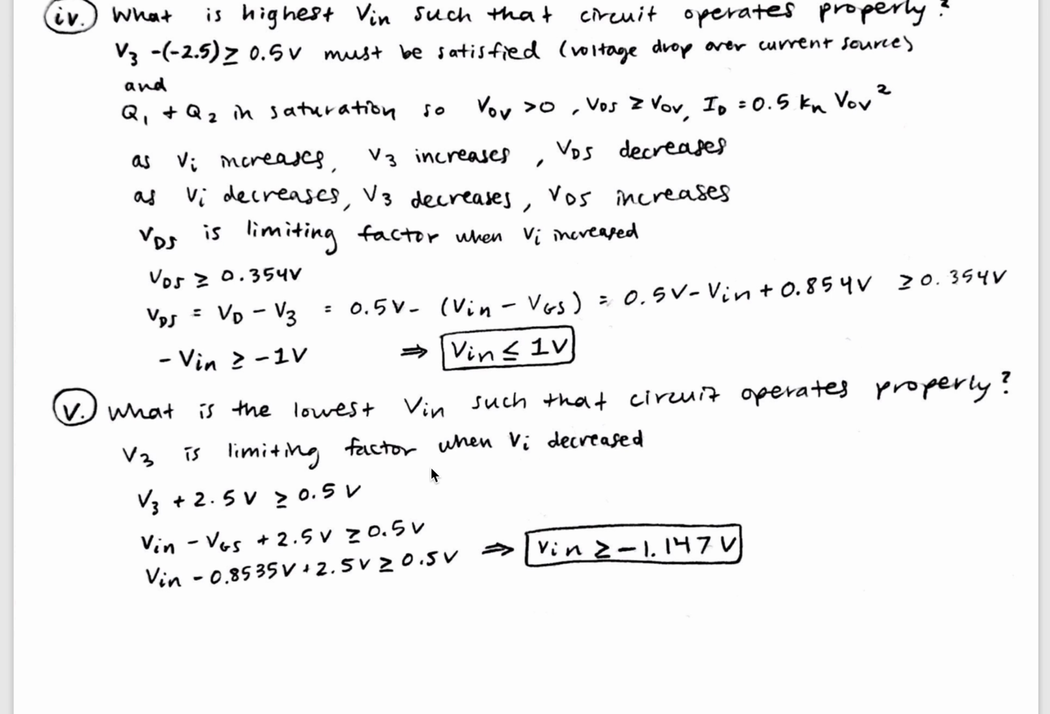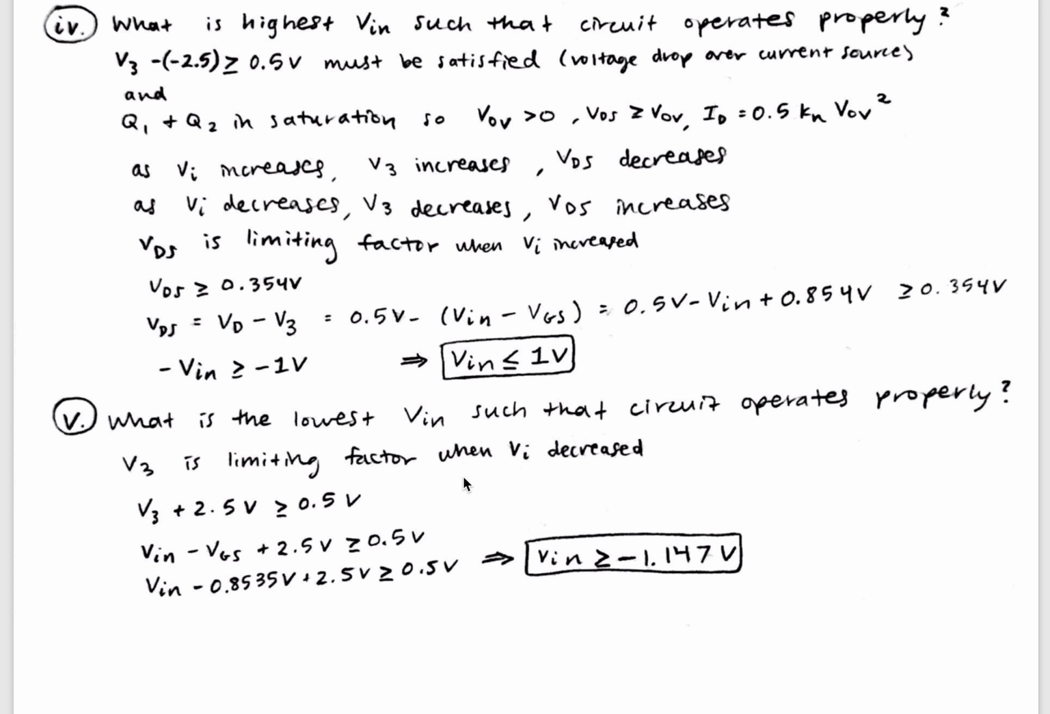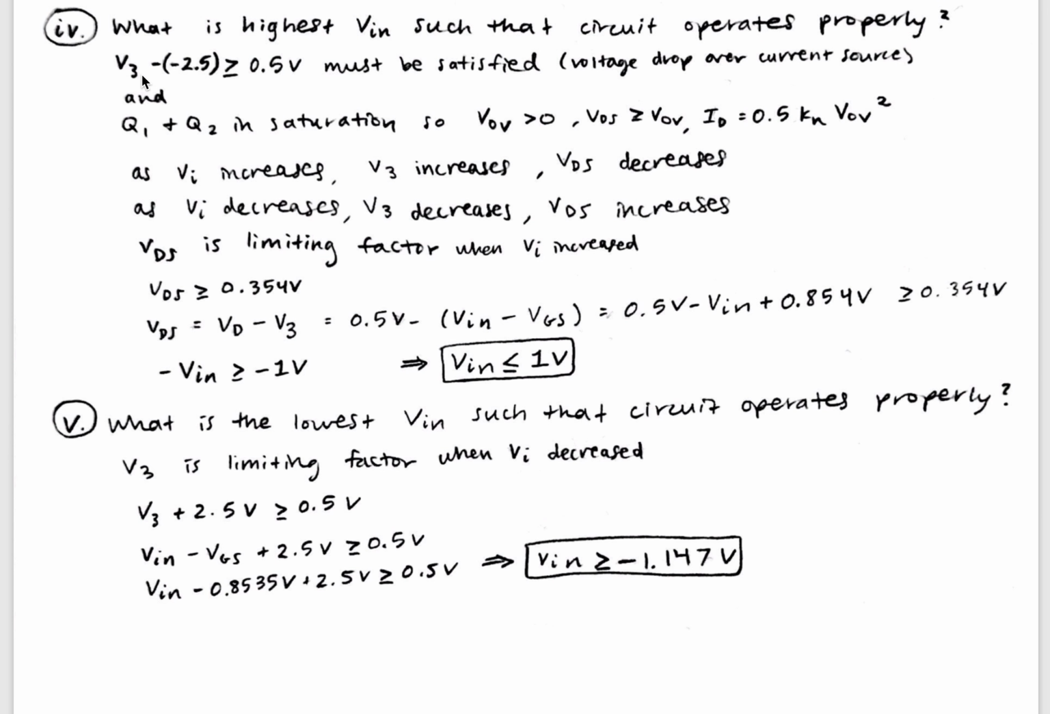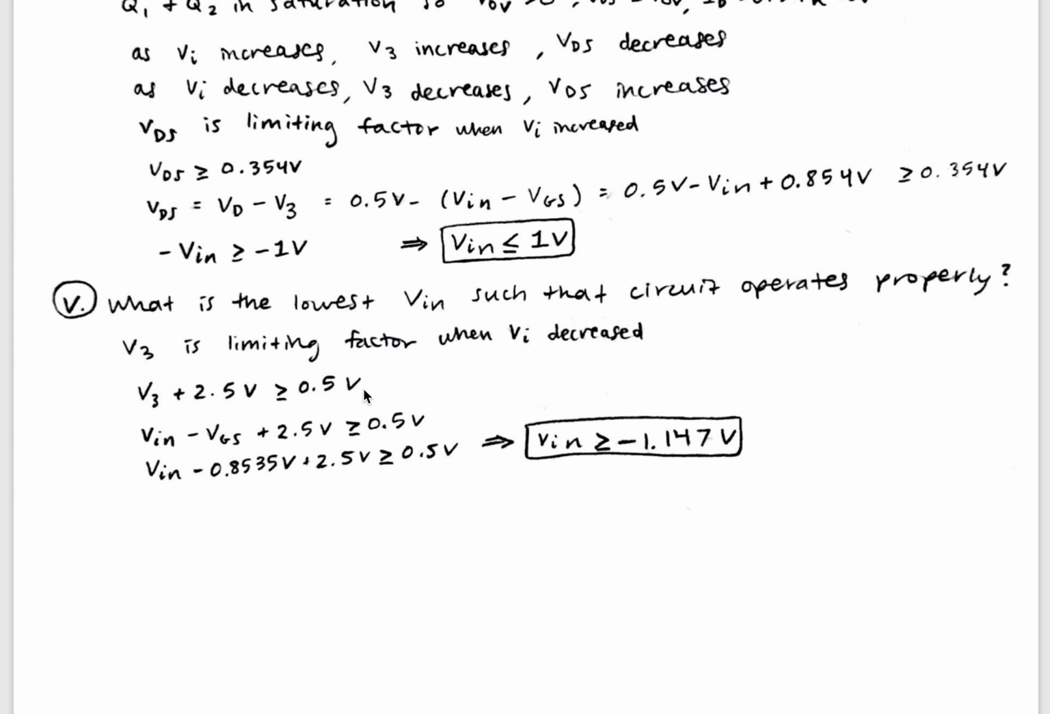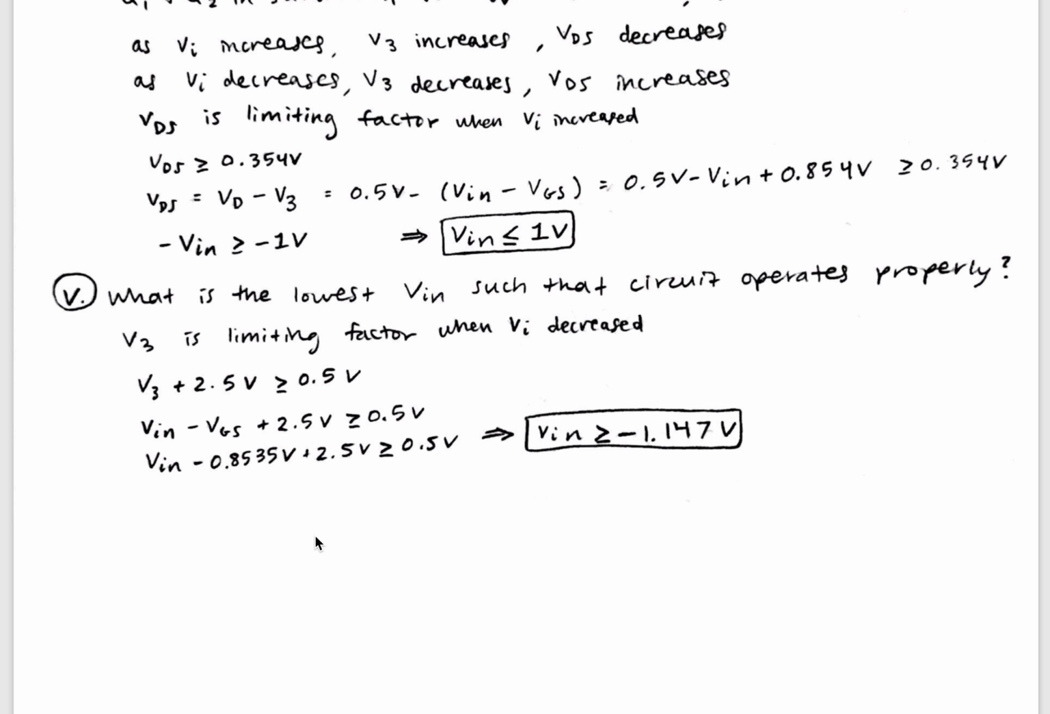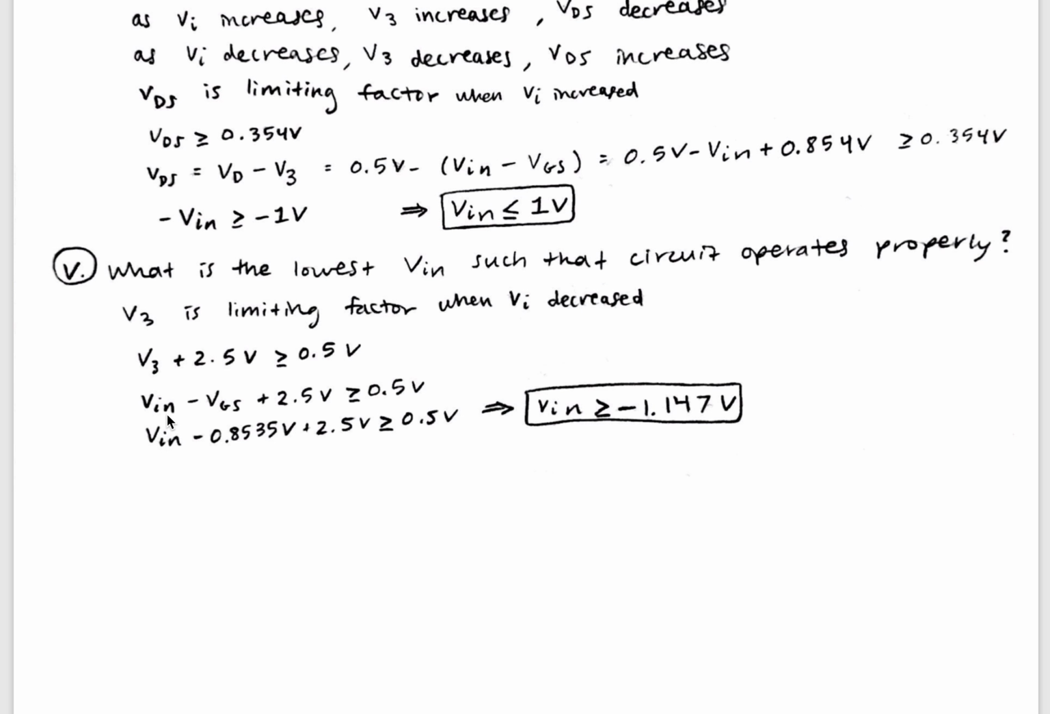So for part 5, we do something similar, but now instead of VDS being the limiting factor, V3 is the limiting factor as we decrease Vi. And so using the equation from above, this V3 minus negative 2.5 has to be greater than or equal to 0.5 volts. Again, this is the voltage drop over that current source. We find V3 by taking Vn and subtracting VGS, and plugging in the values for VGS, we get that Vn has to be greater than or equal to negative 1.147 volts.